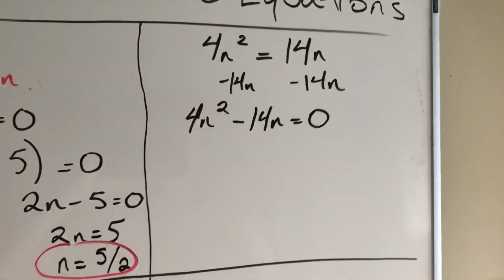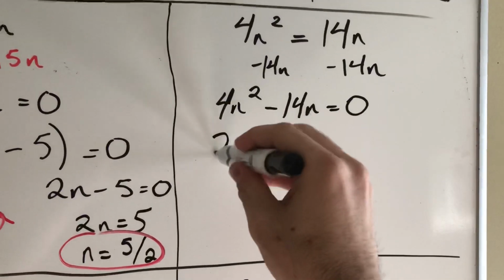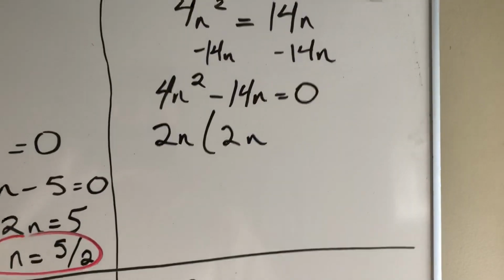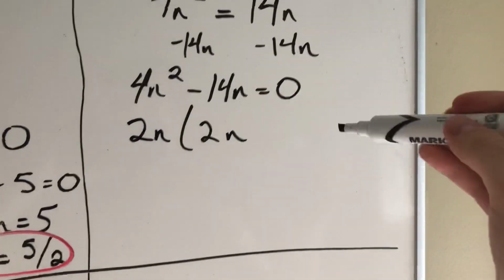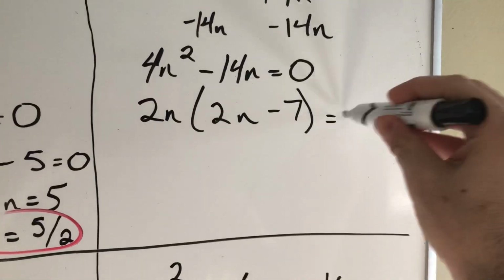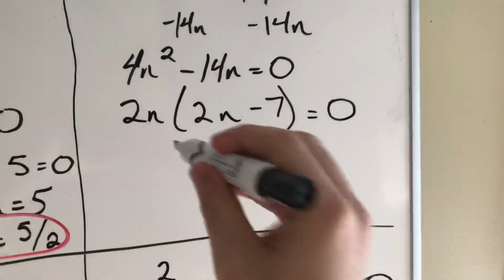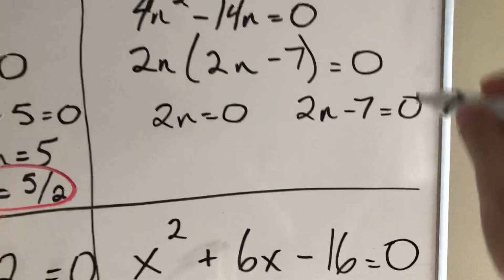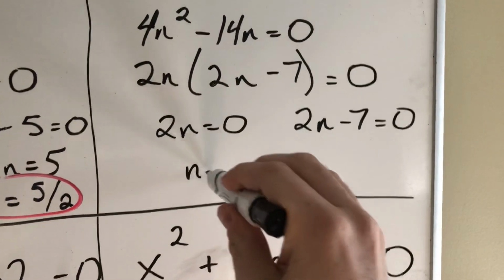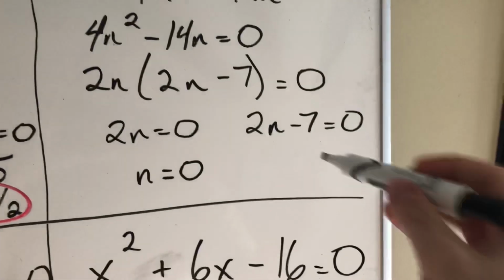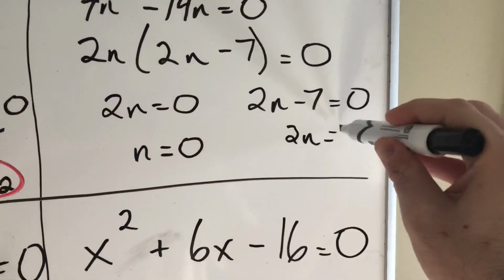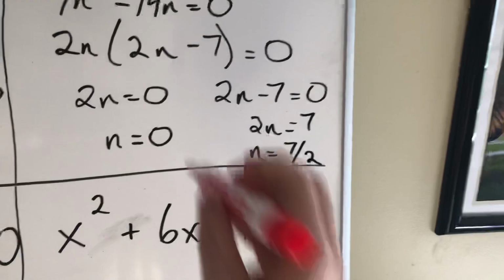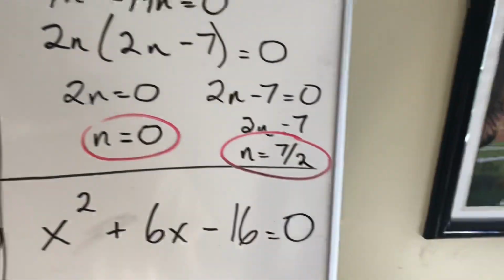Once again, looking for a common factor. 4 and 14, I can factor out 2. N squared and n, I can factor out n. 2n out of 4n squared leaves me with 2n. 2n out of negative 14n leaves me with minus 7. So 2n could equal 0. 2n minus 7 could equal 0. Divide by 2 on both sides. 0 divided by anything is 0. Add 7 to both sides and divide by 2. Two answers, 0 and 7/2.